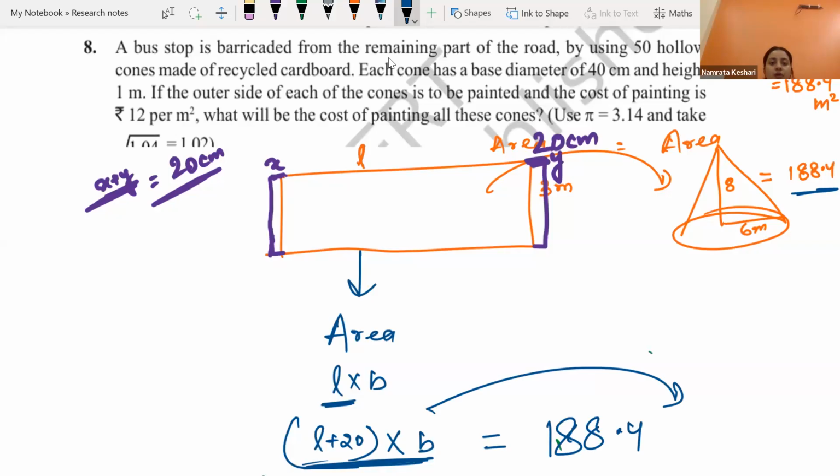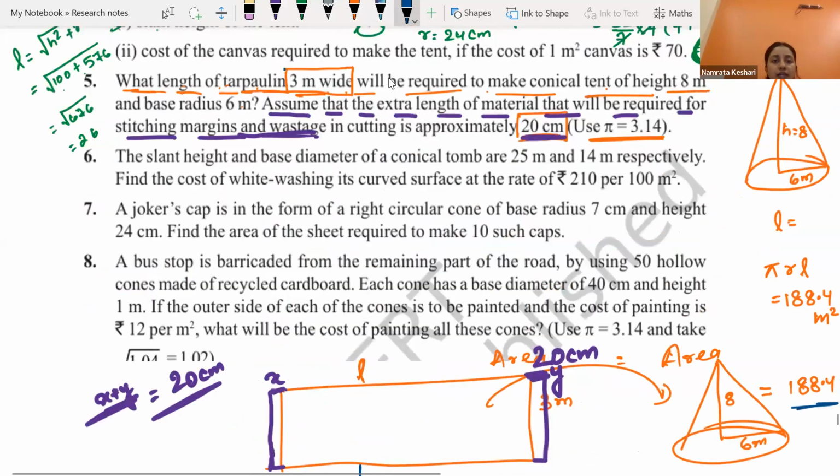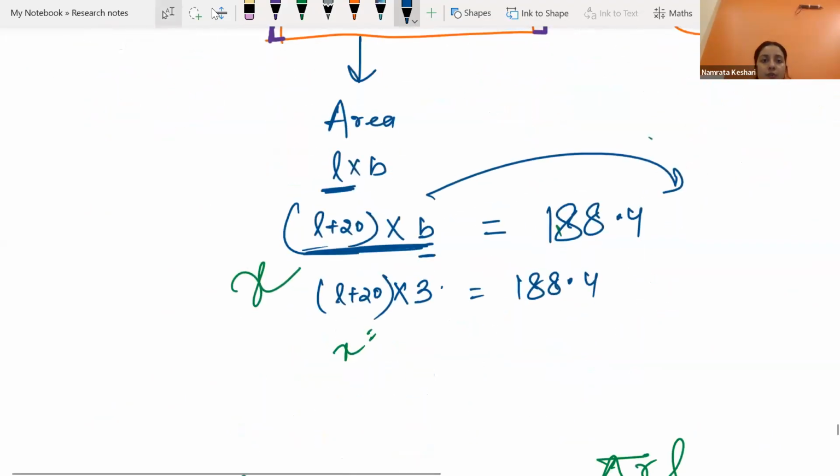Yes, ma'am. Now the breadth is already given, that the cloth's breadth is 3 meter wide. We'll be substituting it over here: (L plus 20) into 3 is equal to 188.4. Let's try finding L from here.